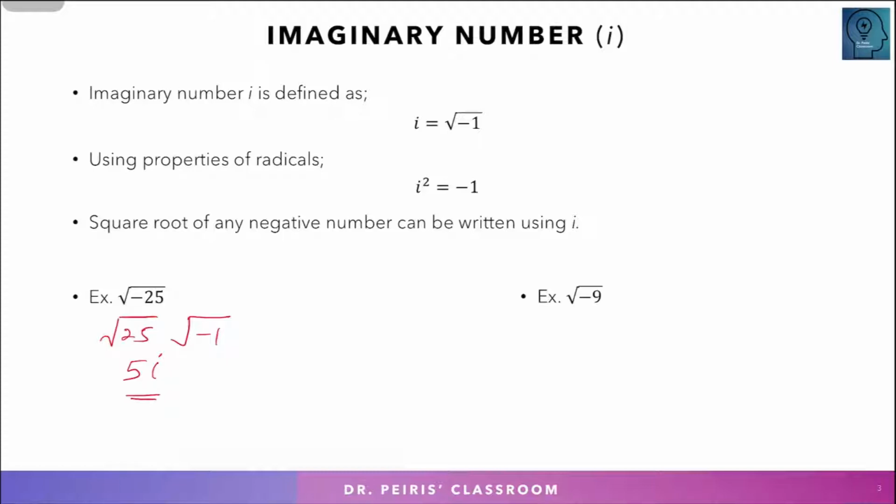Let's see the next example, the square root of -9. You simplify it as the square root of 9 times the square root of -1. And the square root of 9 is 3. Again, the square root of -1 is i. So the square root of -9 is equal to 3i.